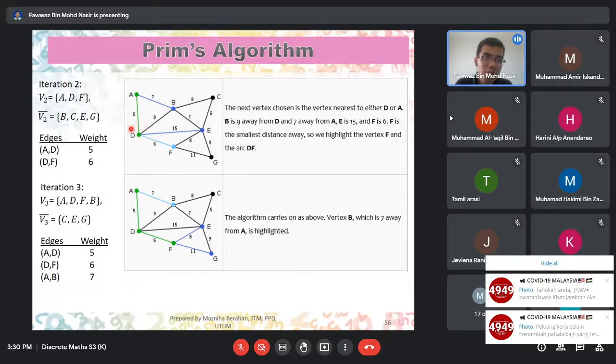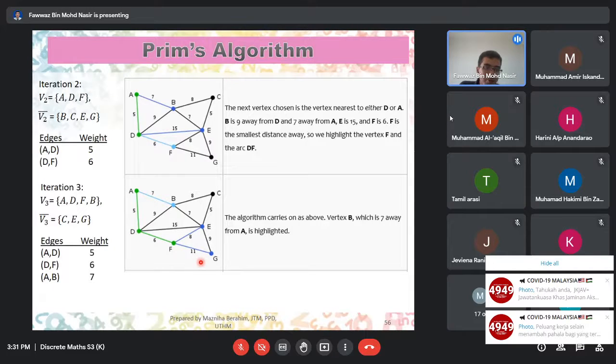Okay, so we just compare edges AB, DE and DF, yang mana yang ada the smallest weight. So we can select DF sebab DF ni adalah the smallest weight. So kita select F ni, kita masukkan vertex F ni ke dalam kita punya set of vertices yang kita dah select tadi. Okay, so kita sekarang dah ada vertices A, D dengan F.